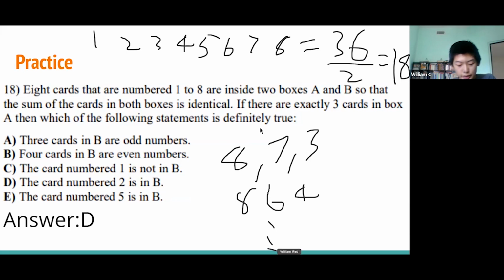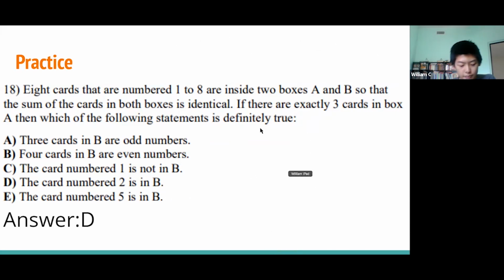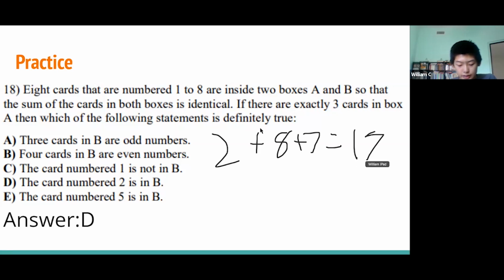However, notice that the least number possible is a 3. Because if there were 2 inside, then it's impossible to get the numbers to sum to 18, because the 2 greatest numbers are 8 and 7. The sum of these is 17, which is less than 18. Therefore, the answer is D.